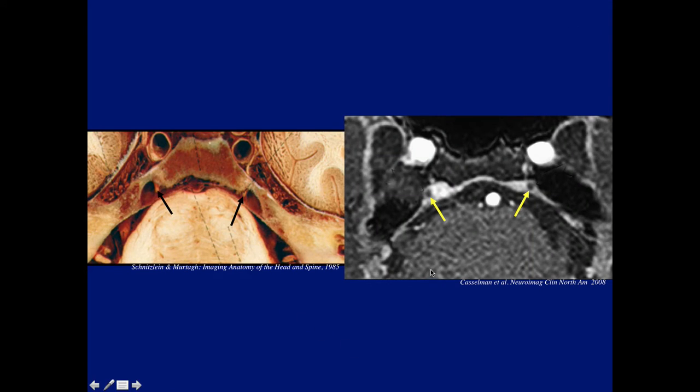And of course, Dr. Casselman from Belgium always shows it the best. Here's an MR showing the sixth nerve sitting within the CSF in the Dorello's canal. Very similar to what we can see on this specimen.